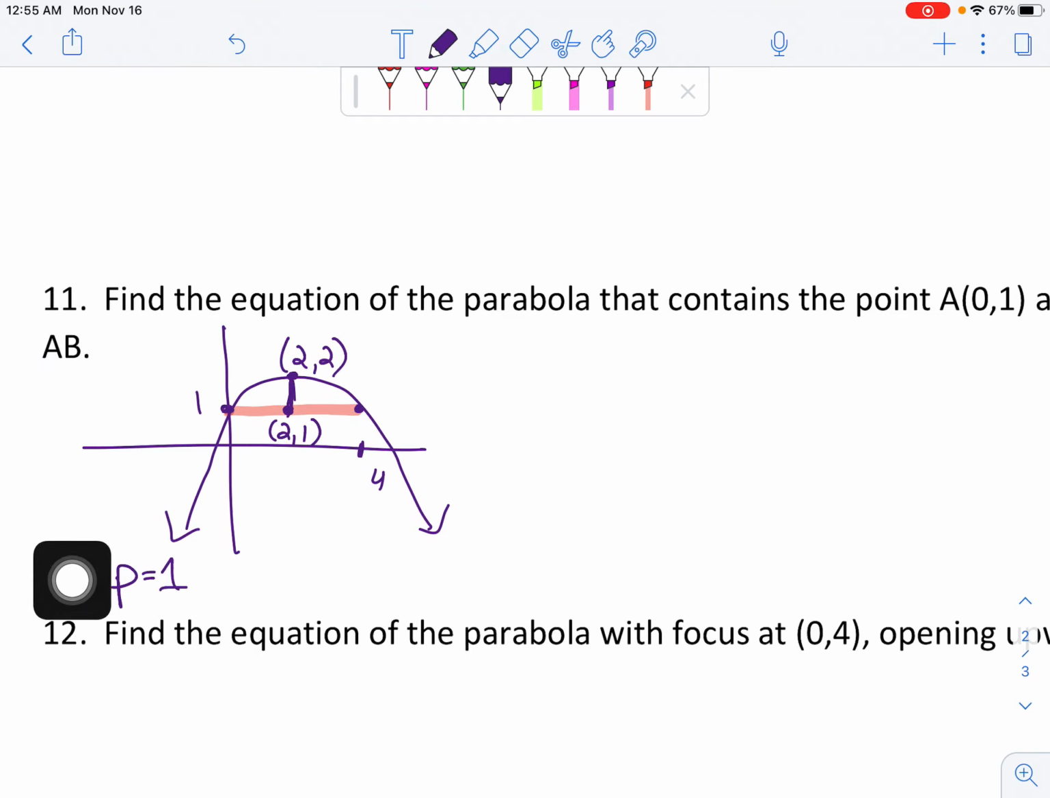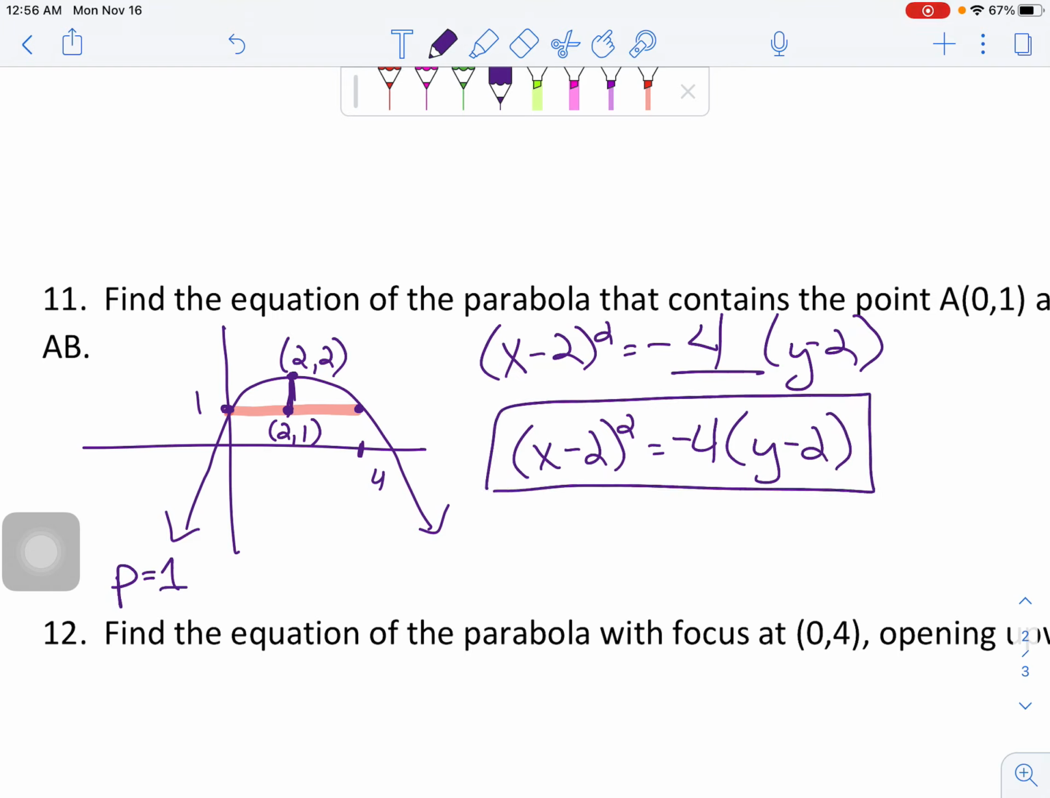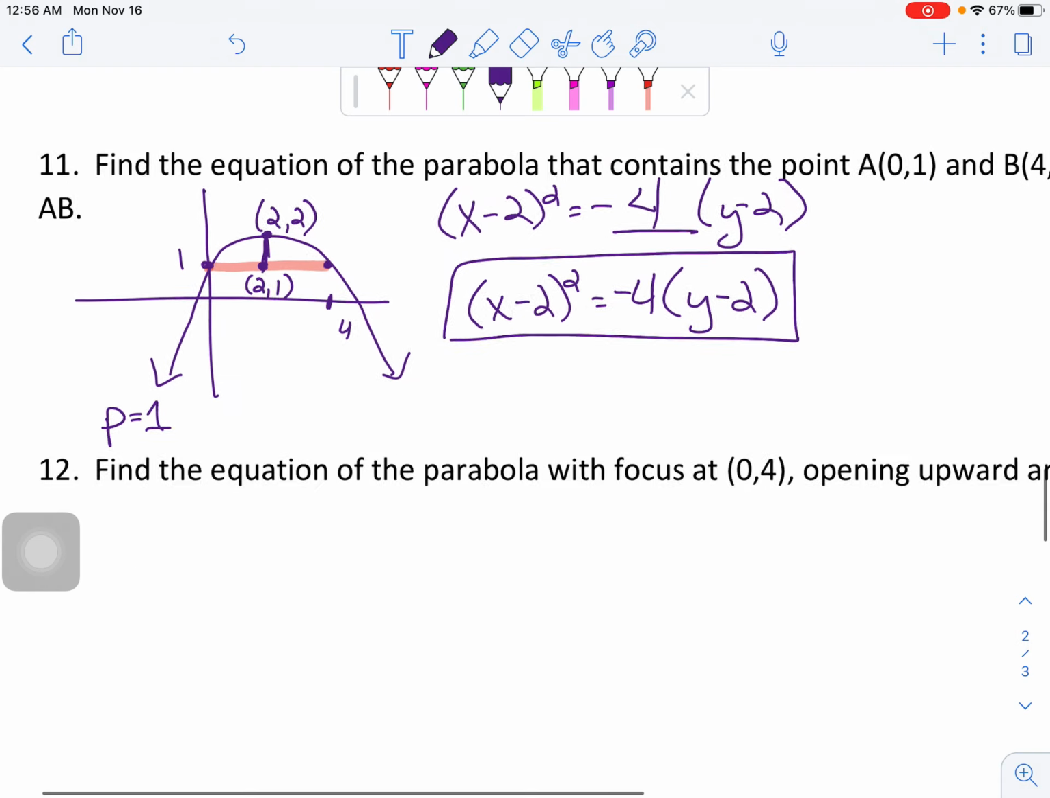So if we use this vertex of 2, 2 and this focal distance of 1, let's go ahead and make our equation. So x squared is equal to negative something, and then we've got y. So minus 2, and multiply my focal distance times 4. So let's see, x minus 2 squared is equal to negative 4, y minus 2. There we go. And no, I didn't have to write it twice. I just wanted to make sure I didn't have anything I could clean up in that problem.